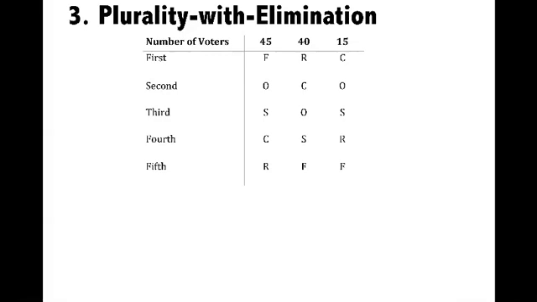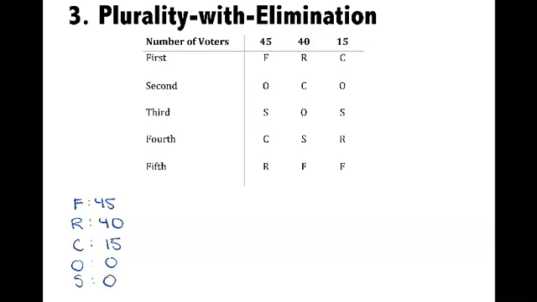First, we look at which candidate or city has the most first place votes. We see here that Fresno has the most first place votes, but those 45 first place votes are not a majority. So we start out with Fresno in first with 45 first place votes, Reno in second with 40 first place votes, Carson City in third with 15, and both Oakland and San Diego each have 0 first place votes.